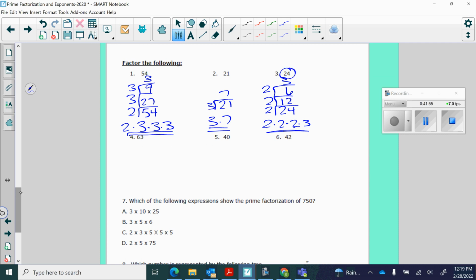That's the number I'm doing. Oh. You're right. I did write 24 at the bottom. Sorry.